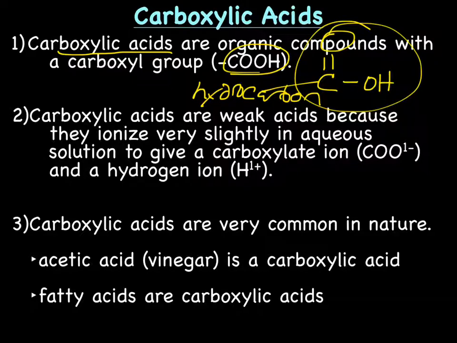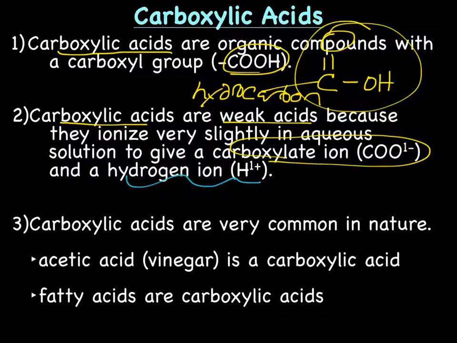Okay, so carboxylic acids are weak acids. Why do we call them acids? Because they ionize very slightly in aqueous solution to give a carboxylate ion, which is this here, and, by the definition of an acid, a hydrogen ion. So when carboxylic acids are dissolved in water, they release a hydrogen ion as well as a carboxylate ion, which makes them an acid. Carboxylic acids are very common in nature. Acetic acid, which is vinegar, is a carboxylic acid, and fatty acids are carboxylic acids.